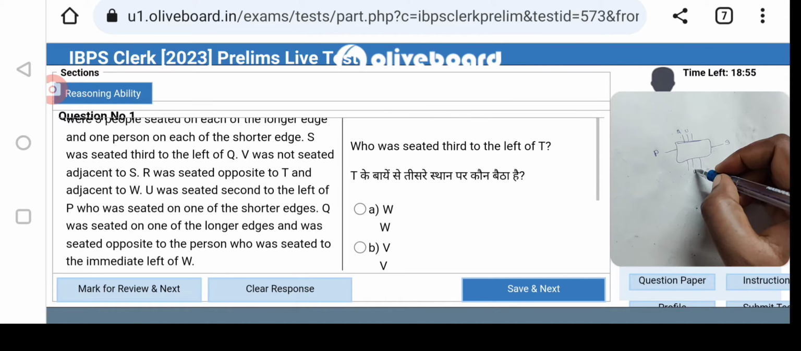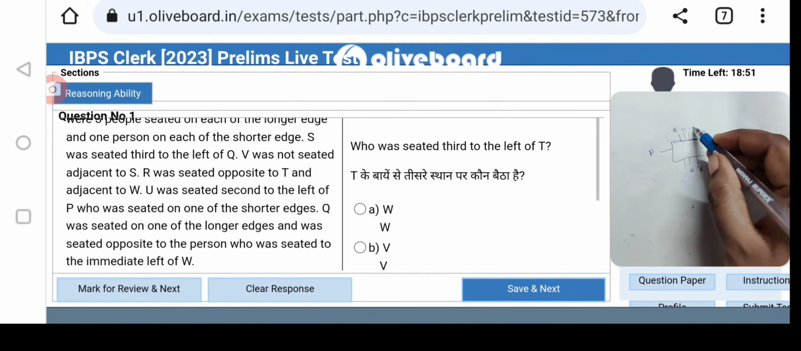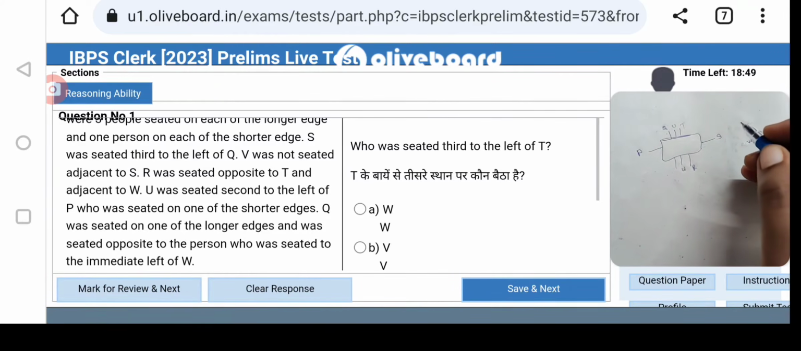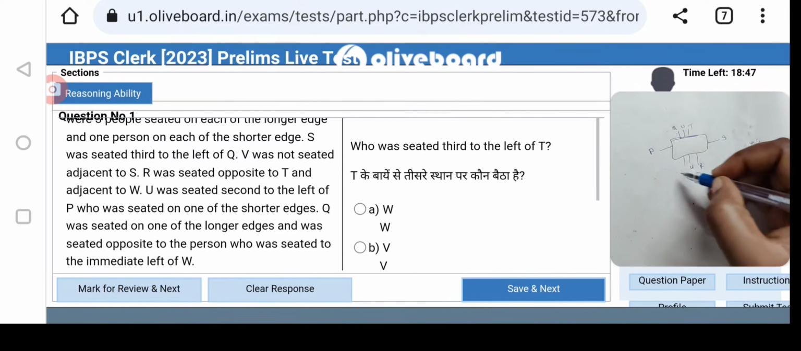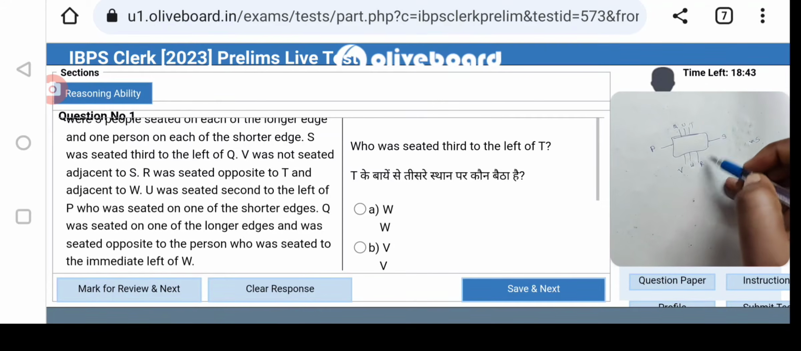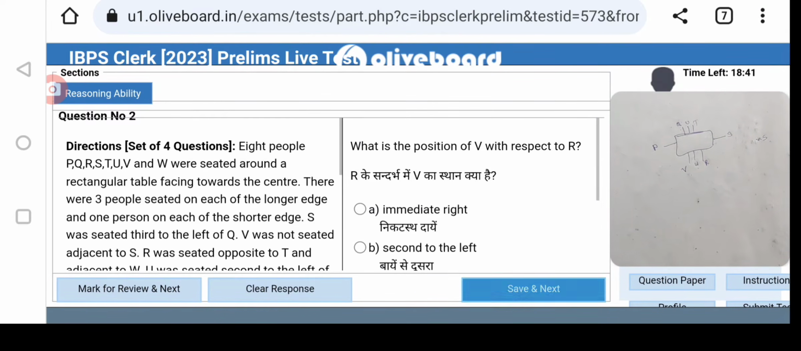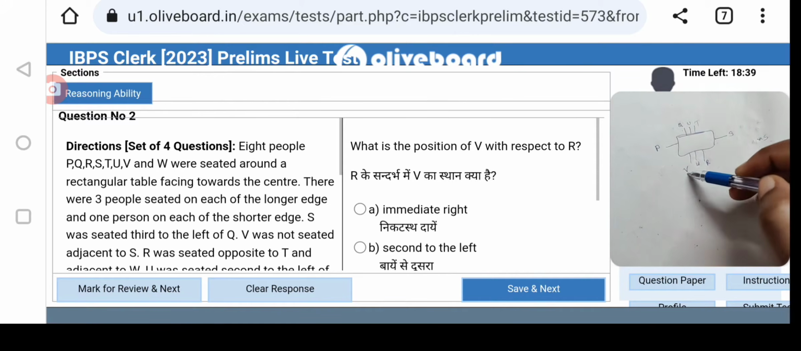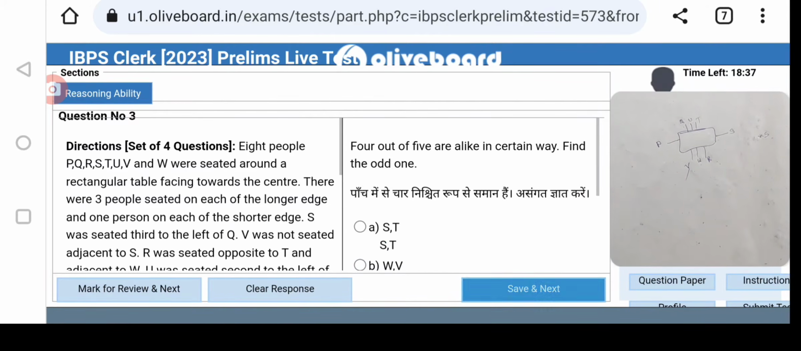Next, R is opposite to T and adjacent to W. So R is opposite to T and adjacent to W. And again V is not adjacent to S. So this is place for V. V is third to the left of T, 1, 2, 3 W. Position of V with respect to the O, second to the left.